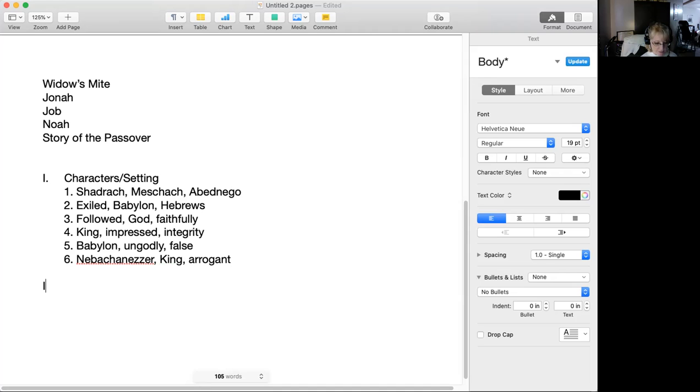So what is the problem then that they have? The problem, the conflict, and the plot. The problem is that Nebuchadnezzar constructs a big statue. And then he tells people to bow down to the statue. And so that's a problem for the Hebrews.